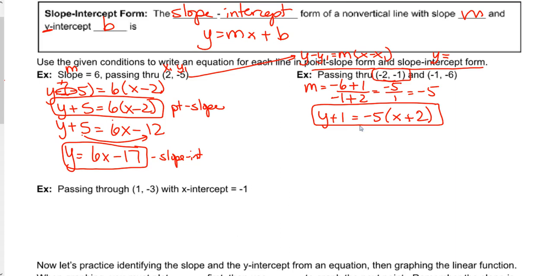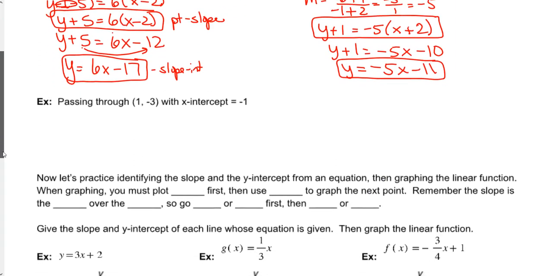Then I need to get y by itself. So I'm going to first distribute. We get y plus 1 equals -5 times x, and this times this is -10. And I'm going to finish by subtracting 1 over. So once you have point slope form, getting to y equals is not too bad. It may take a couple steps, but it is not too bad. Those things you should have already practiced and should have mastered by now. Okay? All right.